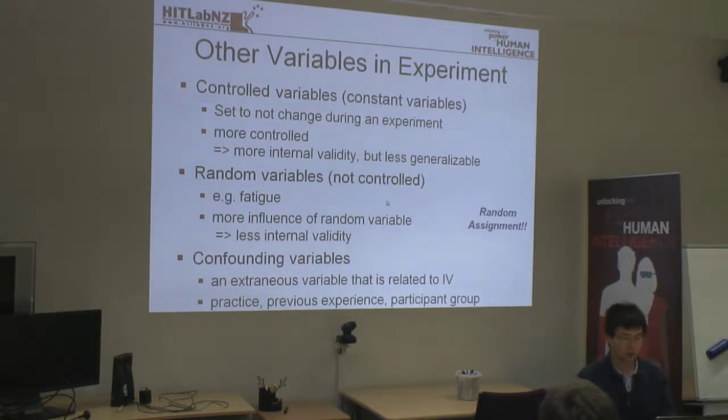Random variables are those variables not controlled, such as how tired the participant is. You cannot really tell how tired they are, or how many hours they slept before they participate in the study. You cannot really control them. So those are random variables. This might affect the study, of course, but it's more ideal if you can control the variables as much as possible. So if you can make many of the variables controlled, that's more ideal. But there are certain variables that you cannot really control anyway.